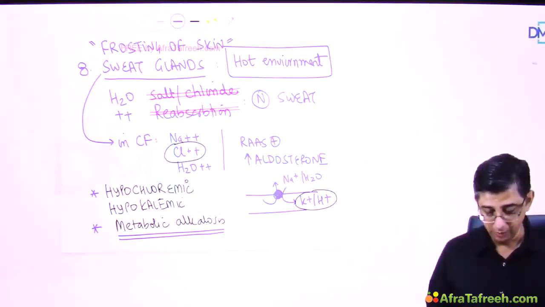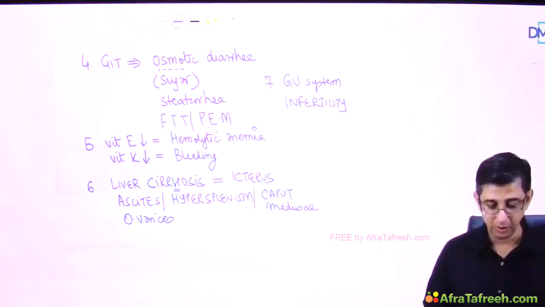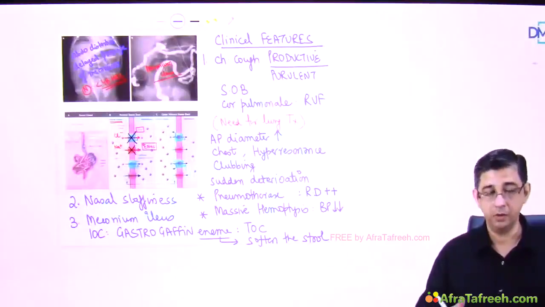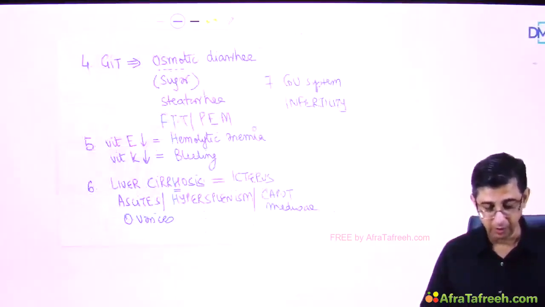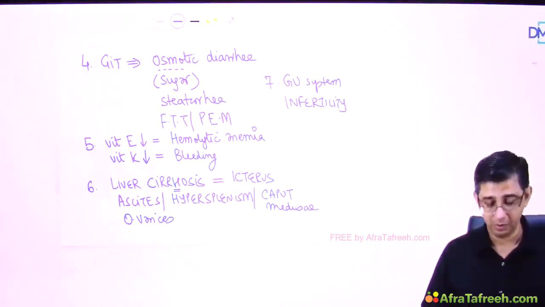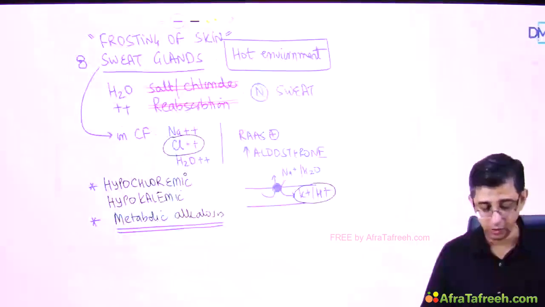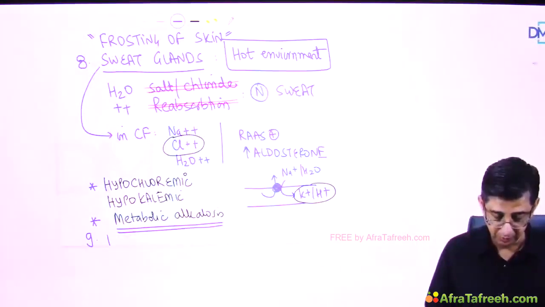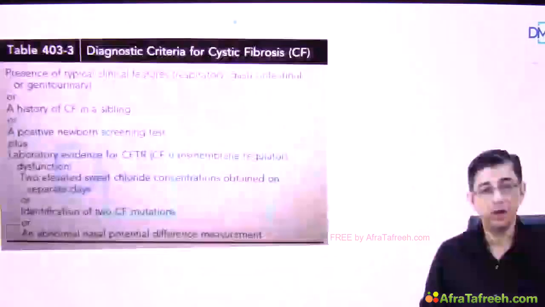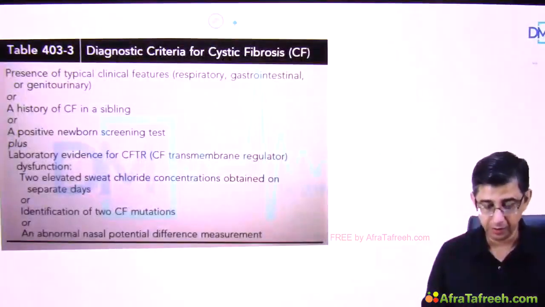Therefore, once we have identified these patients on clinical grounds, that is a combination of lung involvement, GI involvement, then steatorrhea, malabsorption syndrome, cirrhosis in the liver, genitourinary involvement in these patients would be in the form of infertility, as has been explained. So let us now summarize the diagnostic criteria for cystic fibrosis.